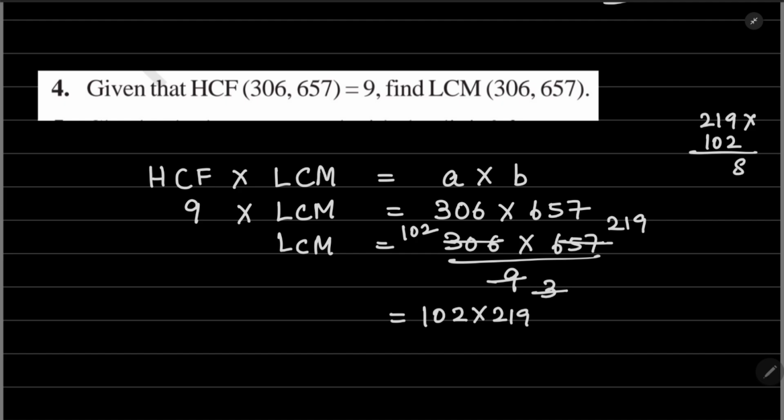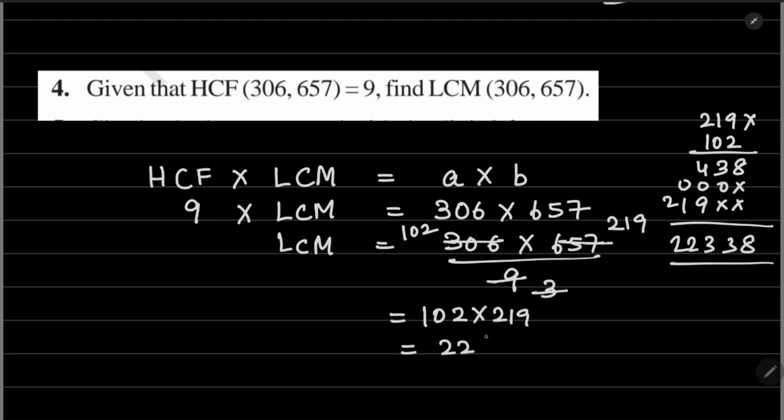So 2 nines are 18. 3 4, again 0 0 0, again multiplied 1 9 1 2. Okay, so it's 3 8. So it's nothing but 22338 is the LCM. This is the LCM for the given question.